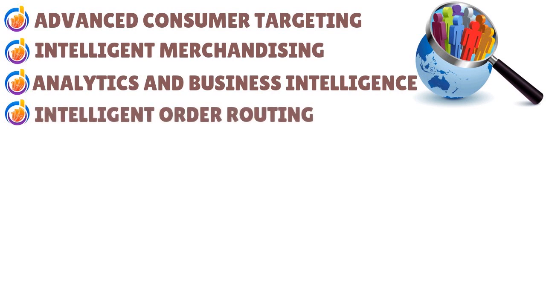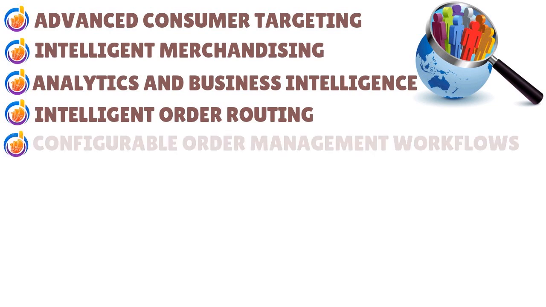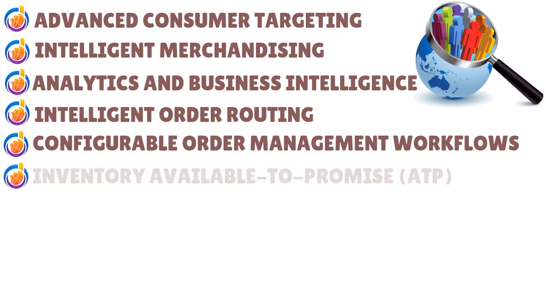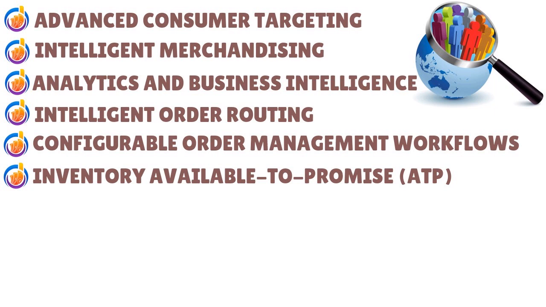You have intelligent order routing. So Kibo Commerce allows you to optimize your order routing and accelerate the revenue generation process here. You also have configurable order management workflows. So your ability to streamline your logistics is something you can achieve within Kibo Commerce. You also have ATP. ATP is really an important metric when it comes to inventory. So ATP stands for available to promise. So inventory available to promise. That's a great metric, because you do not want to lose your reputation over inventory stock out issues.